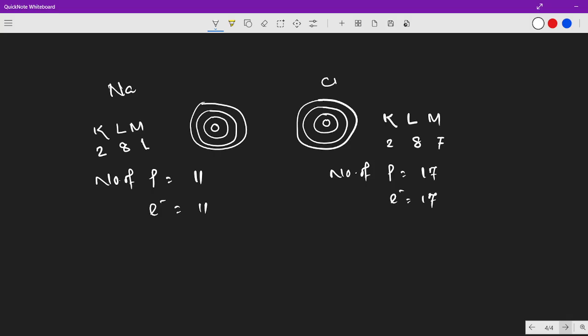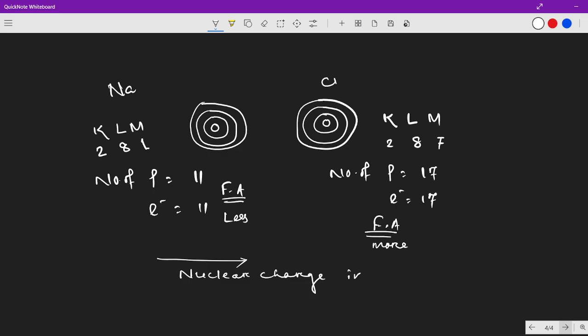You see, use your common sense. As the number of electrons and protons are less here, the force of attraction will be less on this side, and as the protons and electrons are more here, the force of attraction will be more on this side. So on moving from left to right, nuclear charge increases.